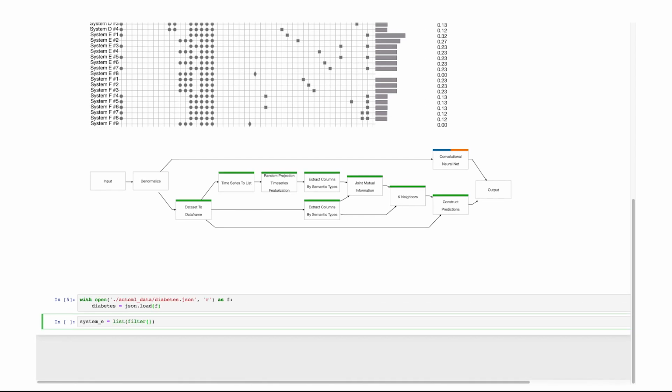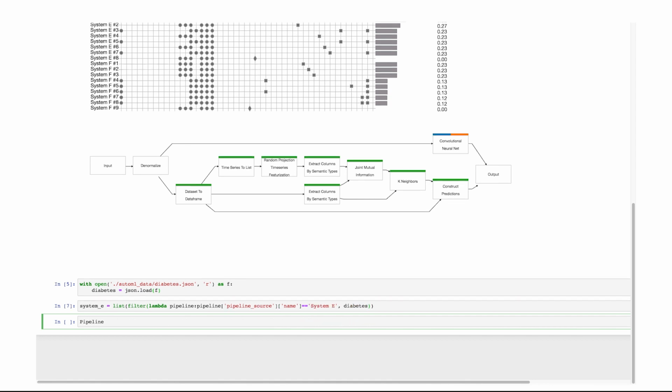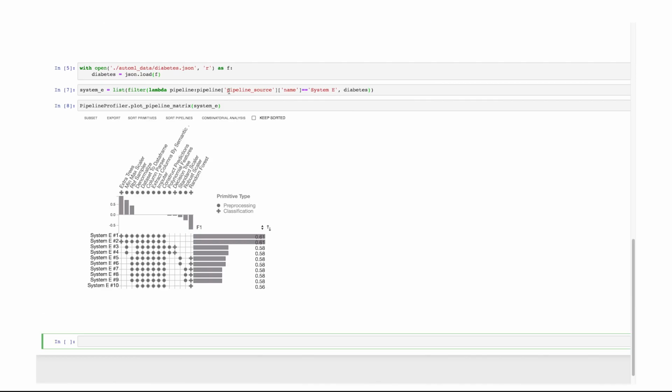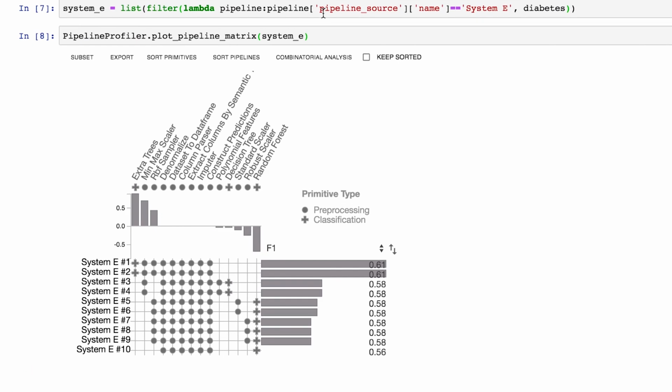We show a second use case with the diabetes dataset. This time, suppose we are only interested in exploring the pipelines from system E. Since Pipeline Matrix is integrated with Jupyter Notebook, we can easily filter our pipelines using a Python function. In the primitive contribution view, we notice that extra trees is a primitive that correlates with high F1 scores.